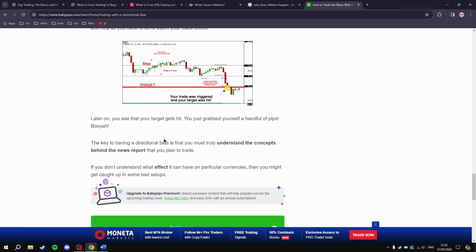Booyah. The key to having a directional bias is that you must truly understand the concepts behind the news report that you plan to trade.